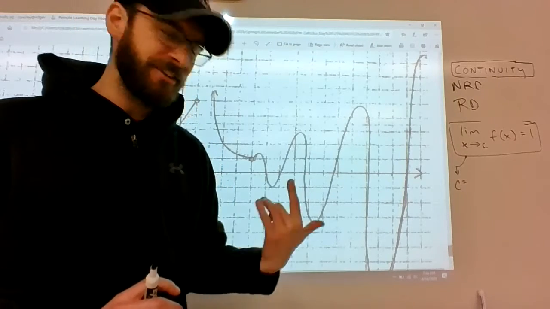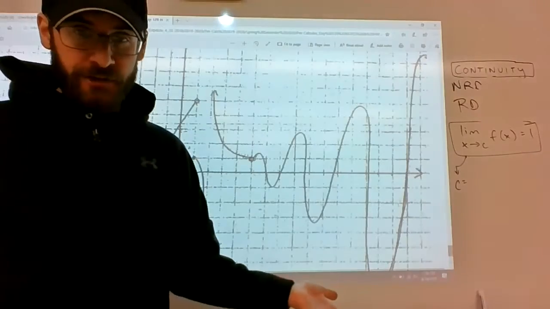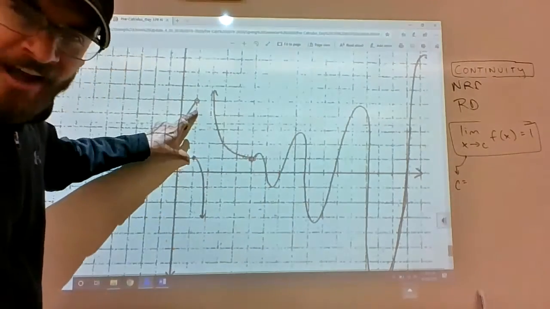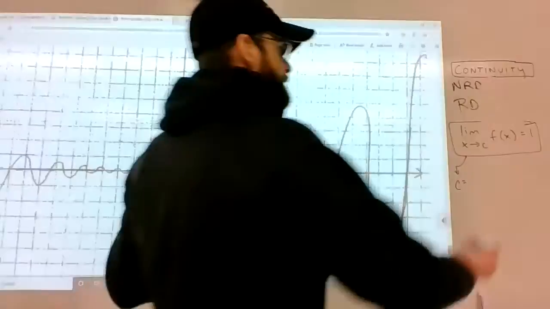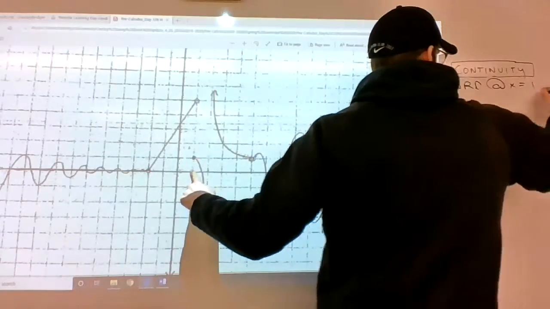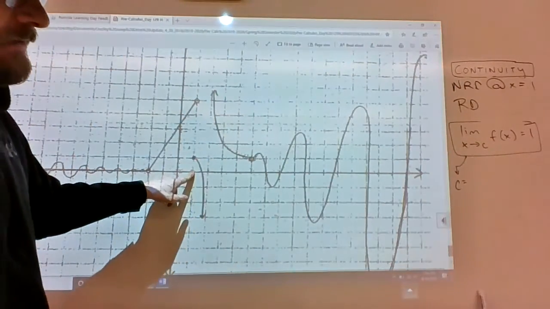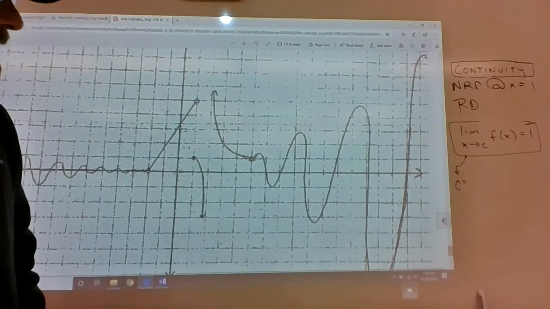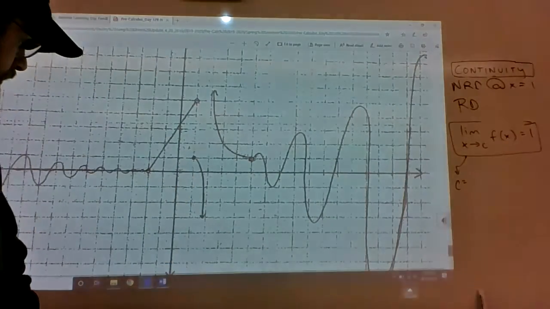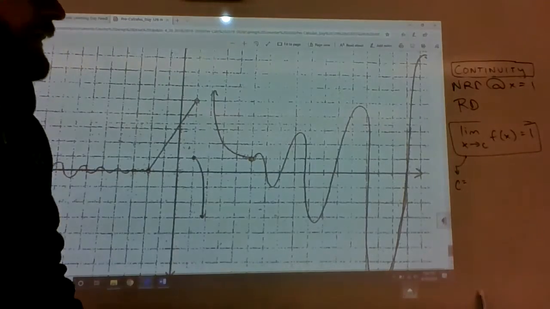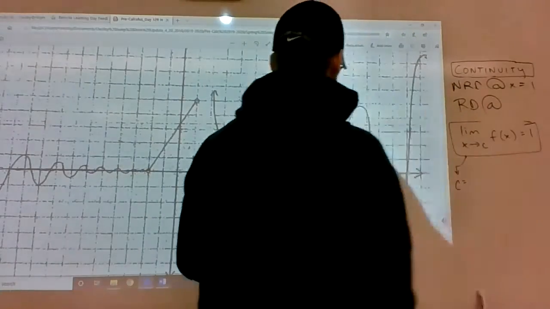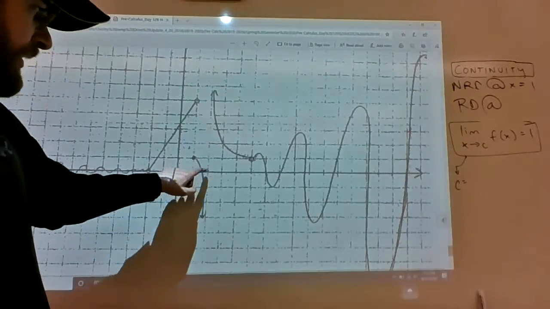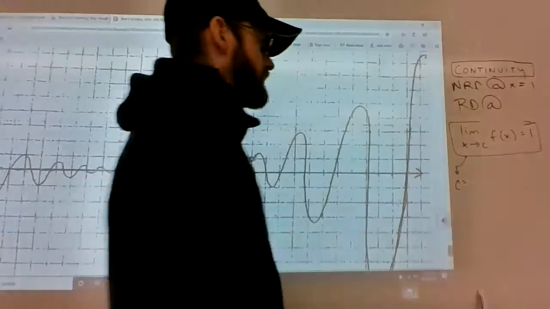Yeah, let's get to this though. Non-removable discontinuities. That means a break in the graph, found it at x equals 1. Do we have any vertical asymptotes? No. Do we have any more breaks? We do not. So onto the removable ones, there's one at 1, 2, 3, 4, 5.